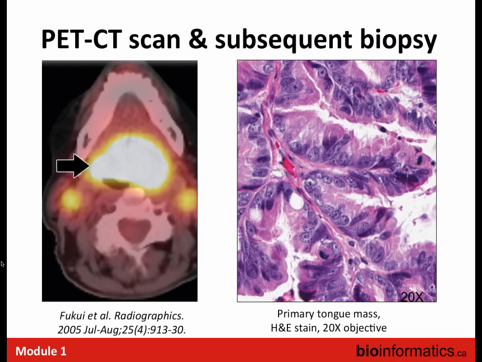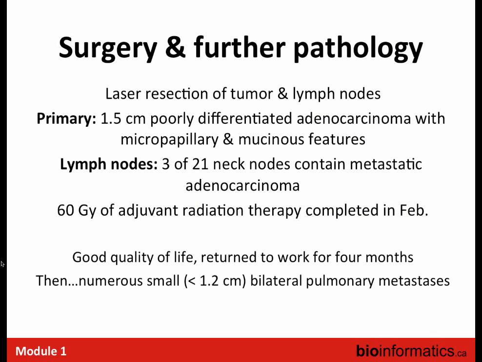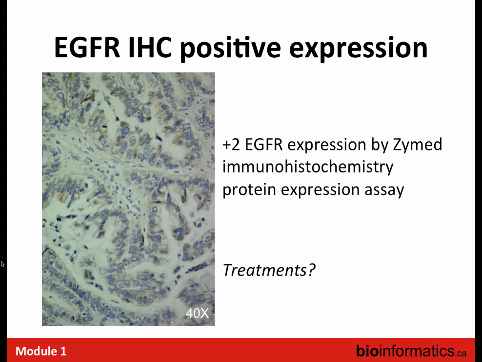By pathology, this was scored as a papillary adenocarcinoma, so likely a salivary gland tumor, relatively rare. Surgery and following pathology, the mass was taken out, a 1.5 centimeter mass. The lymph nodes are involved, so 3 of the 21 neck nodes that were removed have metastatic disease. He had radiation therapy, good quality of life, returned to work, but then numerous small metastases in both lungs. So very serious development, not something that you're going to cure necessarily by radiation or surgery. So the question for him was, what next?